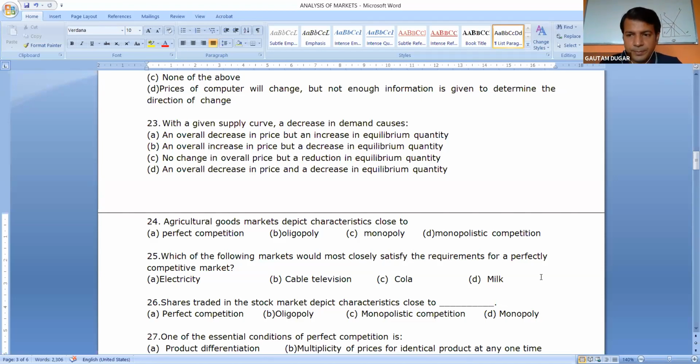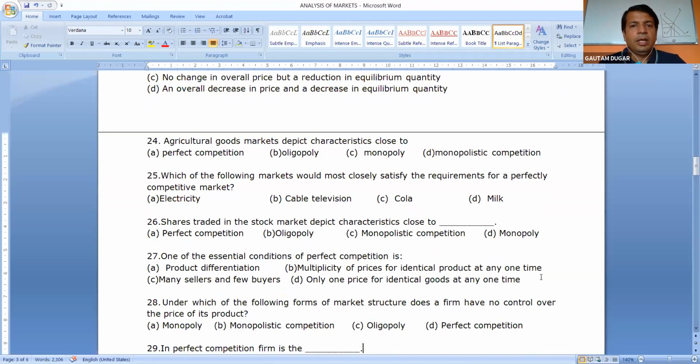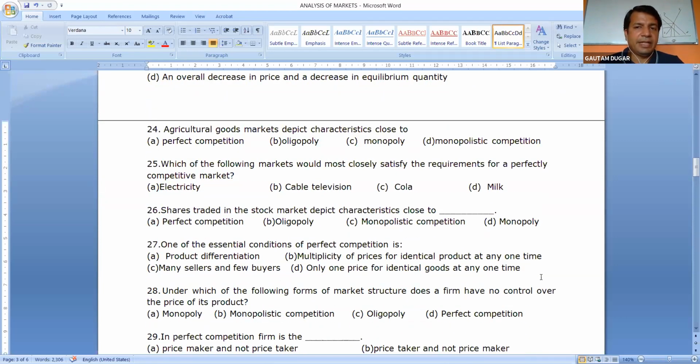Next, 24. Agriculture goods market characteristics close to. Obviously, they're close to perfect competition. I discussed. Yes, correct answer coming up. 25. Which of the following markets would most closely satisfy the requirements for a perfectly competitive market?